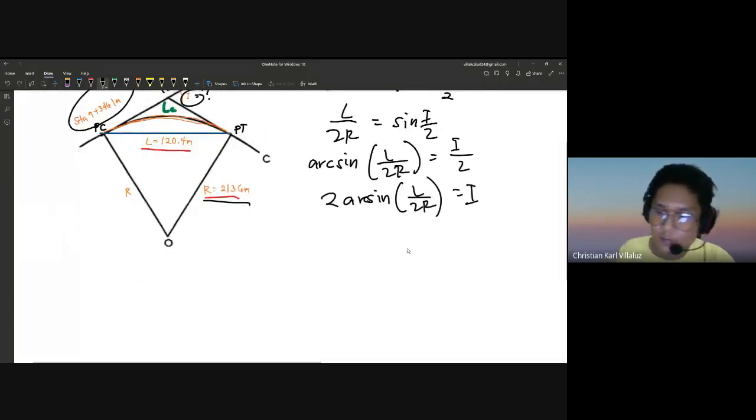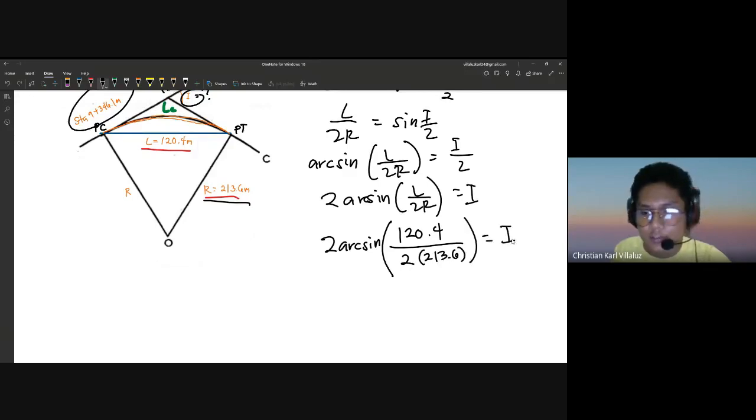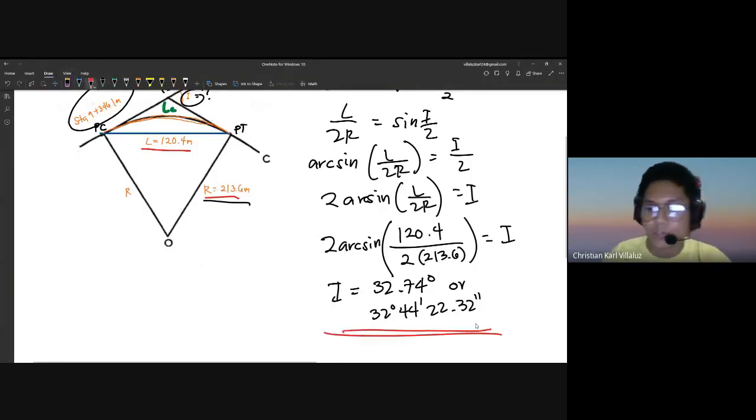So, substitute na. Substitute L, 120.4 over 213.6. Ayun. So, compute lang yan. Ang I natin ay 32.74 degrees. Or in degrees, minutes, seconds, we have 32 degrees, 44 minutes, 22.32 seconds. Okay.